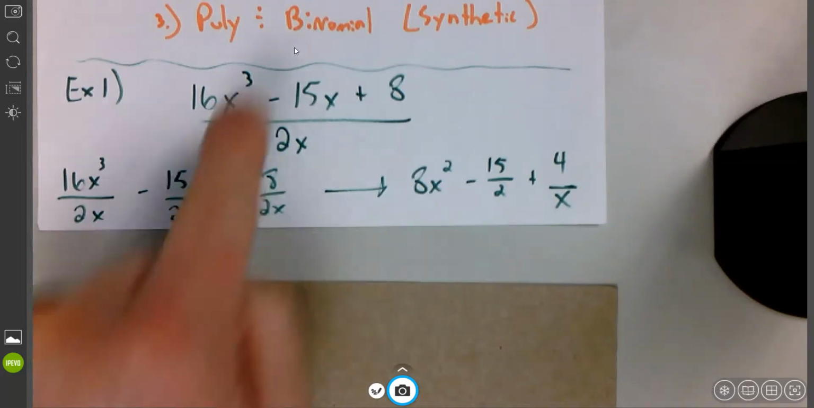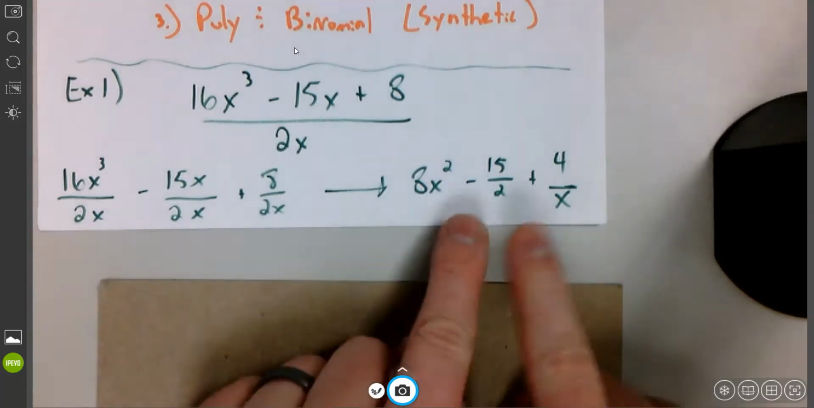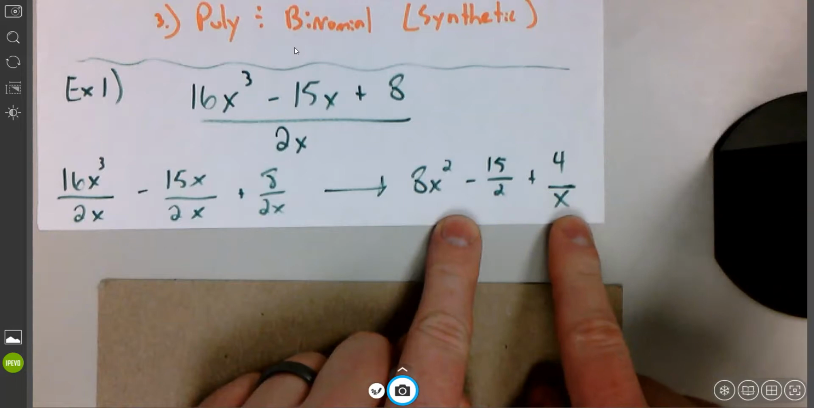Now notice, I divided these 2 things. Both of them were polynomials. But now I have something that is not a polynomial. You cannot have x's in the denominator.